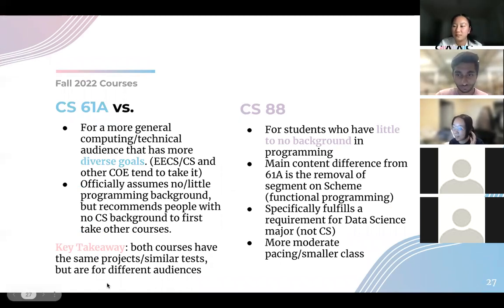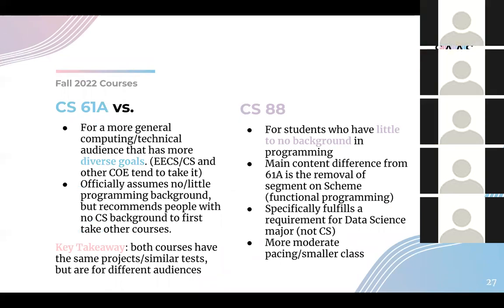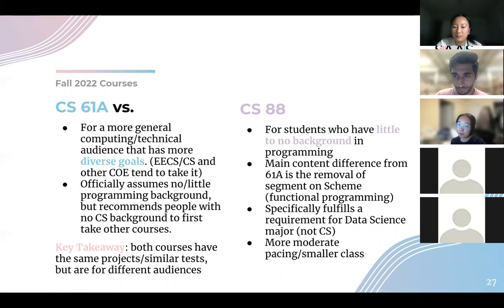All right, we kind of went through this before, but 61A versus 88. 61A is for a more general computing technical audience that has more diverse goals, while CS88 is for students who don't necessarily want to major in EECS or CS. The 88 mainly differs from 61A in that it removes Scheme. And it's totally fine to take if you're doing data science.